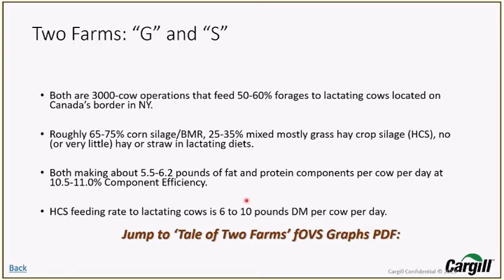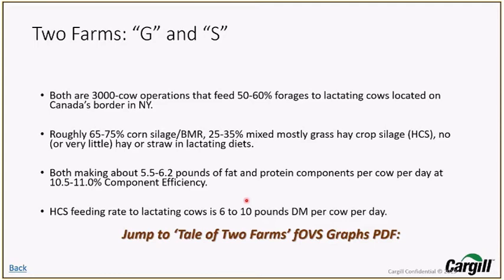They're both making about 5.5 to a little over 6 pounds of fat and protein components. That's per cow per day at around 10.5 to 11% component efficiency. And that's basically how much dry matter intake it took to make the pounds of components. So 10% component efficiency would mean that a 55-pound dry matter intake resulted in 5.5 pounds of fat and protein.